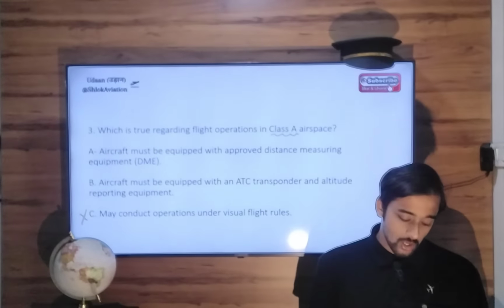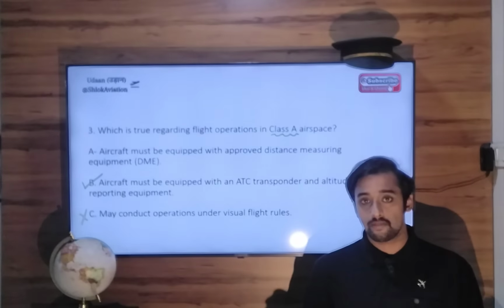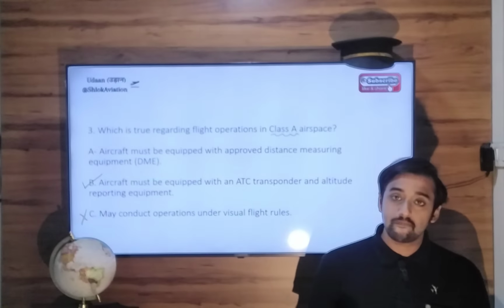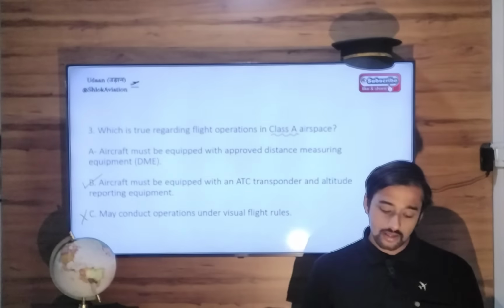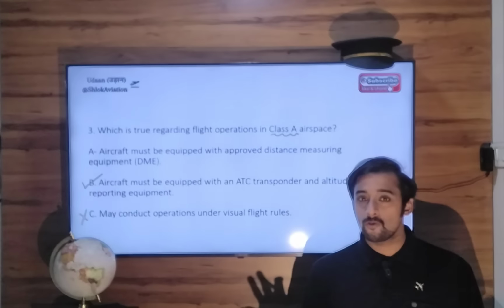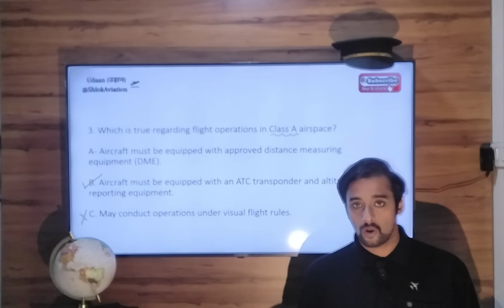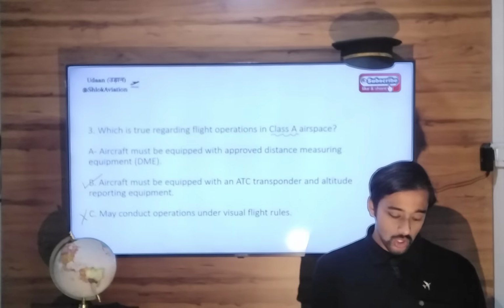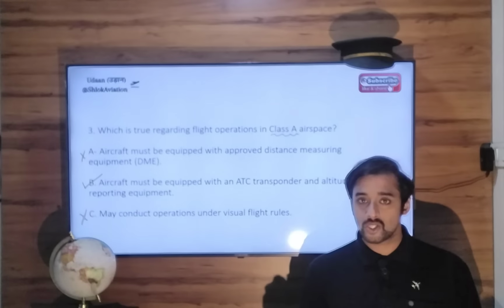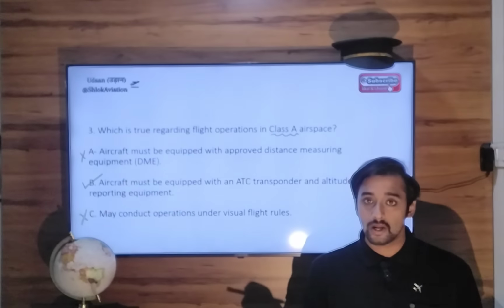Option B is the correct option. You must have a working ATC transponder with Mode C capability. Option A may be right if you are going to use DME above flight level 240, 24,000, 25,000 feet along with VOR, in that case. So option A can be eliminated as of now, and option B is more proper than option A.